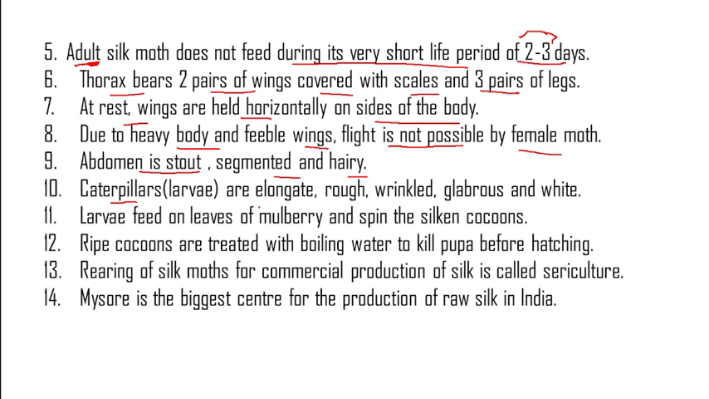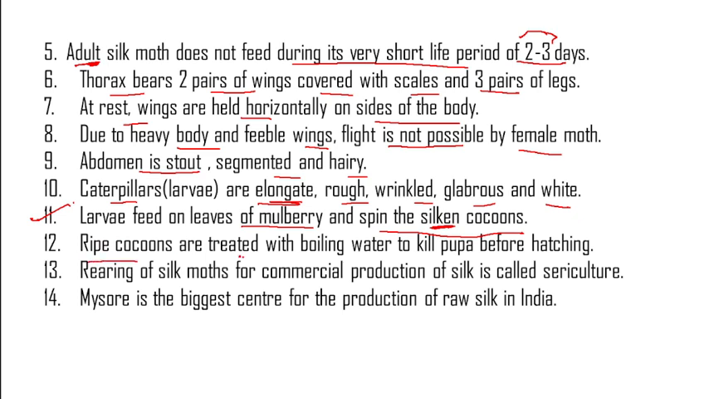कैटरपिलर्स जो होते हैं they are elongate, rough, wrinkled, glabrous and white. Larvae feed on leaves of mulberry and spin the silken cocoon. तो एक्चुअल में जो लार्वल स्टेज होती है, जो कैटरपिलर स्टेज होती है, वो ही सिल्क के धागे से अपना कोकून बनाती है.